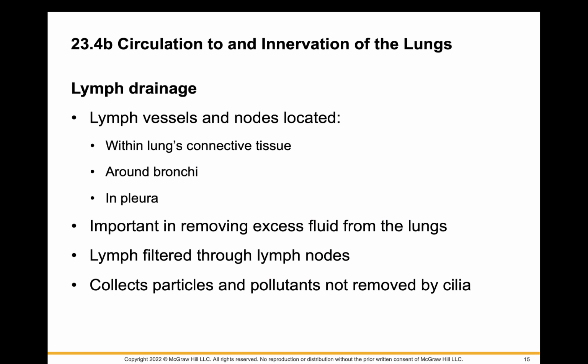Now, lymph drainage is going to be important. The lymph vessels and nodes are located within the lung's connective tissue, around the bronchi, and in the pleura. They play a very important role in removing excess fluid from the lungs. Lymph is filtered through the lymph nodes, and particles and pollutants that are not removed by cilia are collected.